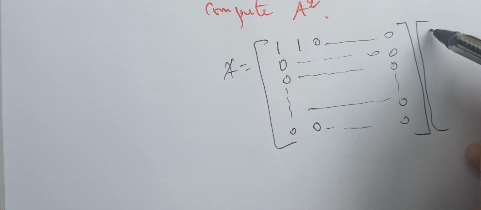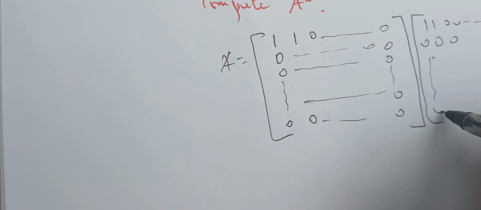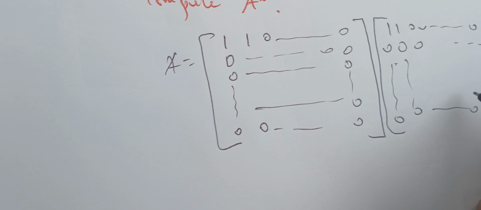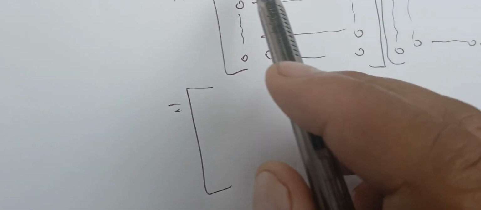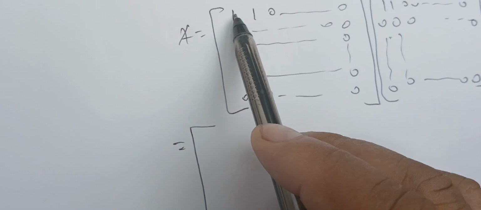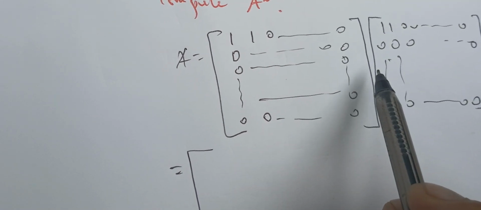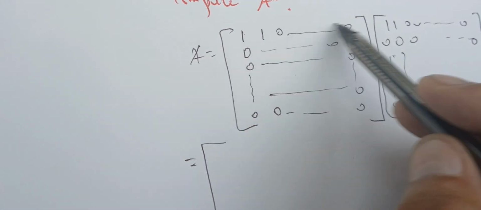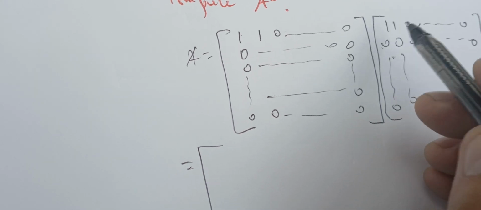We're going to use the rules for multiplication to get the result that we need. All we need to do is be careful. Here we apply the multiplication. We multiply the first row by the first column, component-wise, element by element. That means 1 times 1 plus 1 times 0 plus 0 times 0, and therefore we have only 1.